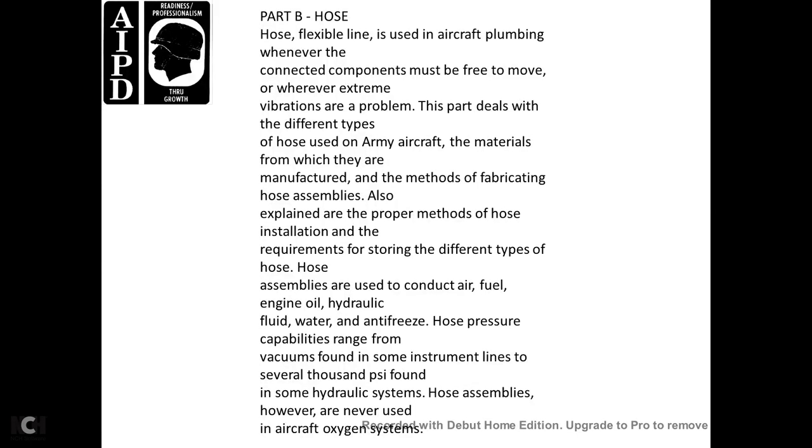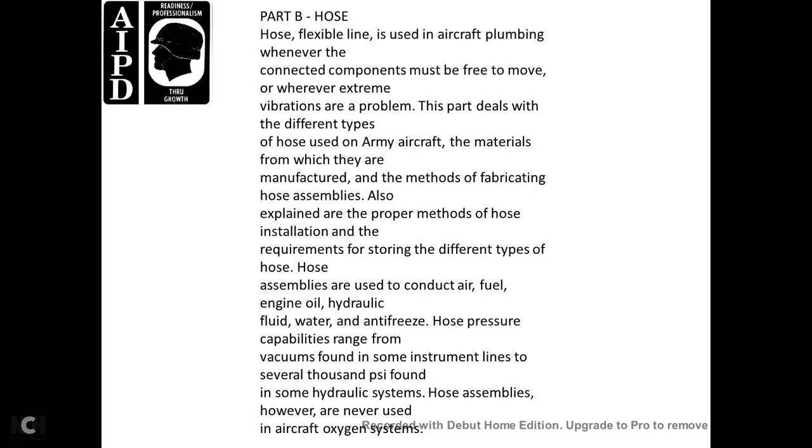Alright, Part B: hose and flexible line used for aircraft plumbing whenever the connecting of the components must be free to move, whenever extreme position vibrations are present. This part deals with the different types of hose within the use of Army aircraft, the materials from which they are manufactured, and the method for fabricating hose assemblies. Also explained is the proper method for hose installation and the requirements for storing different types of hose.